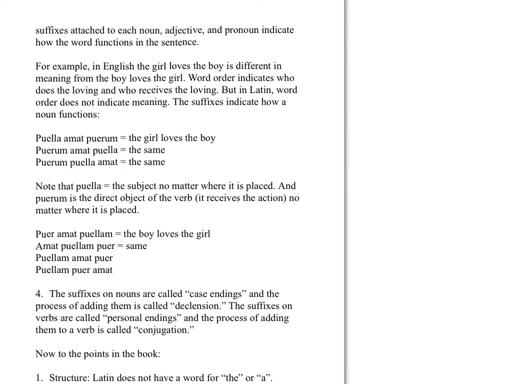My fourth major point is that the suffixes or endings that you add to nouns, pronouns and adjectives are called case endings. And the process of adding them to a noun is called declension. The suffixes on verbs are called personal endings or personal suffixes, and the process of adding them to a verb is called conjugation. I showed you an example of conjugation earlier.